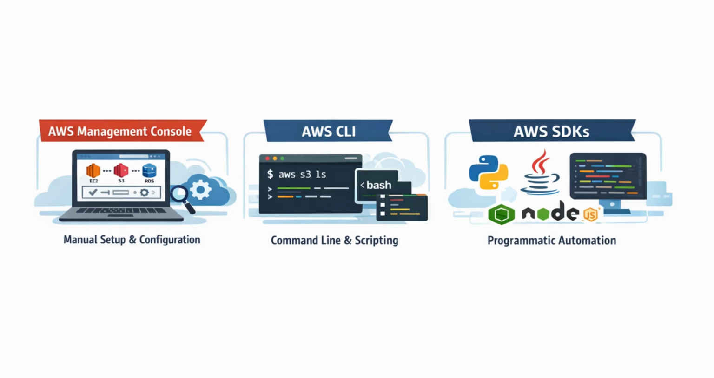When working with AWS, one of the most important practical decisions you'll make is how you interact with the platform. AWS gives you three main approaches: the Management Console, programmatic access, and infrastructure as code. The key is understanding that there's no single best option. The right choice depends on scale, frequency, risk, and purpose. Let's break this down using real-world scenarios.